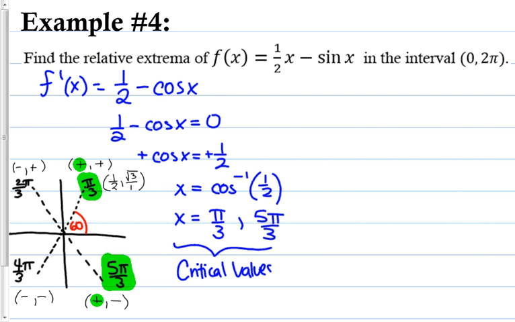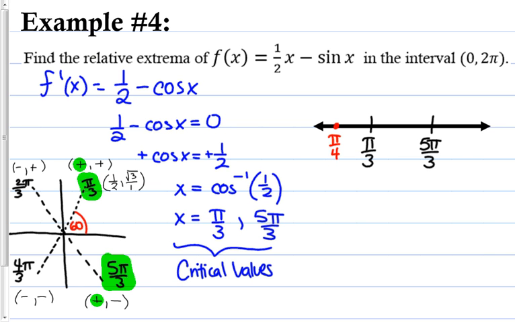All right, so they are both between 0 and 2 pi, so no problems there. So I'm going to use my critical values to make a sign chart. All right, so there's my sign chart, pi over 3 and 5 pi over 3. Now pi over 3, I need a number less than it, right? So I'm going to use pi over 4, because remember, pi over 3 is 60 degrees. Pi over 4 is 45 degrees. So that should be good enough.